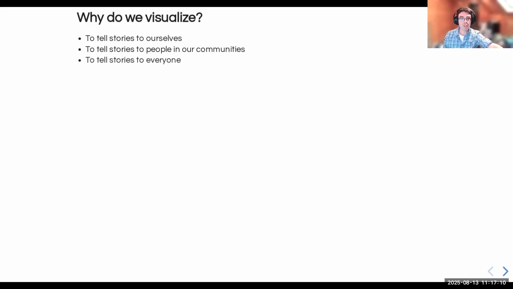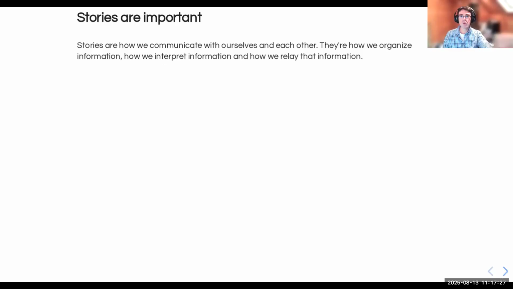And finally, we want to visualize our data in order to tell stories to everyone. We want to enable individuals to take data and relate it to themselves and their lives in a way that resonates with them. And stories are really important. They're how we communicate not only with others, but with ourselves.